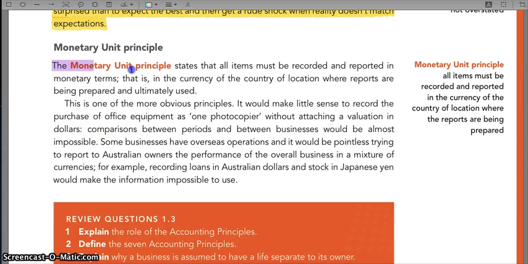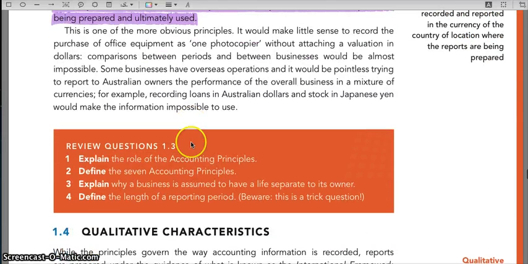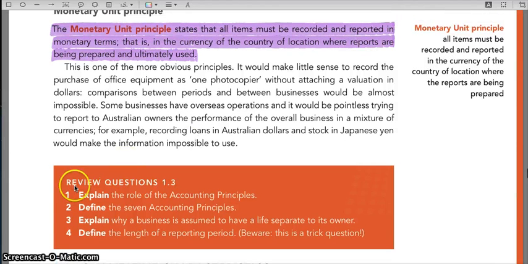Finally, the monetary unit principle states that all items must be recorded and reported in monetary terms, that is in the currency of the country that the business is located in, and where the reports are ultimately going to be used. So this comes back to the comparability side of things as well. So just making sure that our reports are consistent and they are comparable between reporting periods. I'm going to ask you to now knock over review questions 1.3 just quickly, and then we'll move on to the qualitative characteristics.